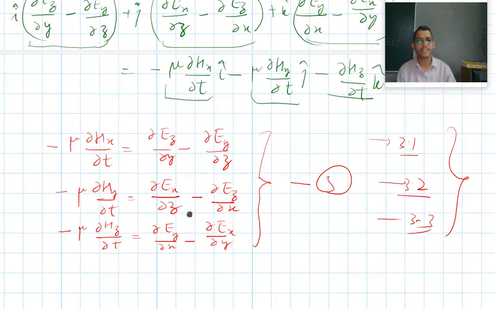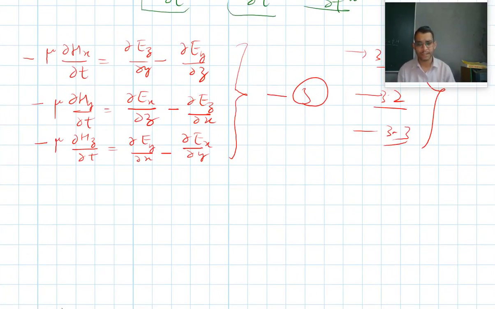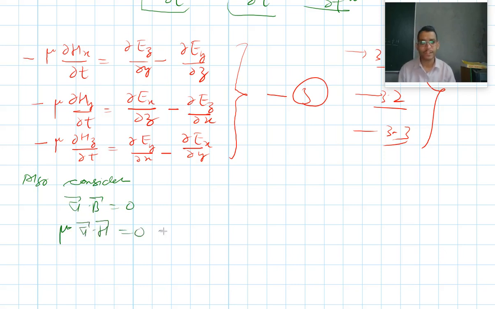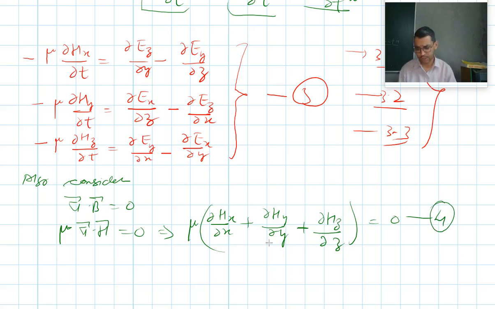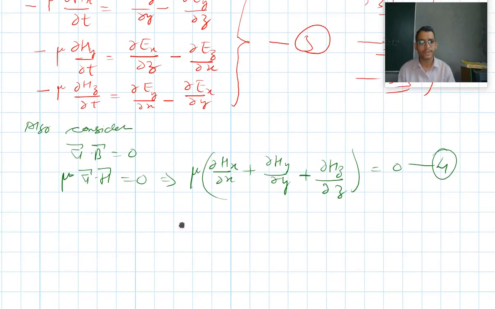Also consider del dot B is equal to 0, and it can be written as mu del dot H is equal to 0. That implies curly Hx over curly x plus curly Hy over curly y plus curly Hz over curly z is equal to 0, and let us call this equation number 4.